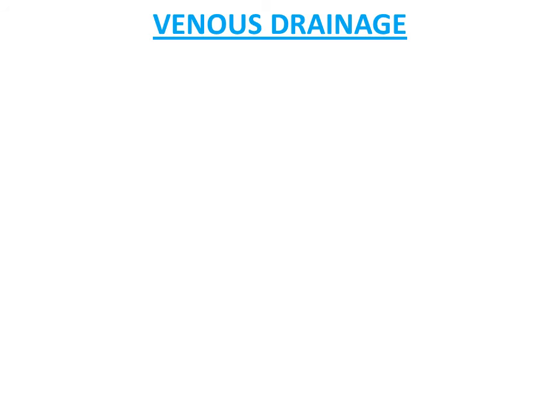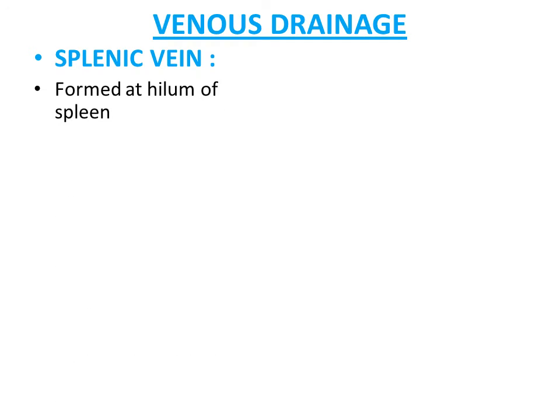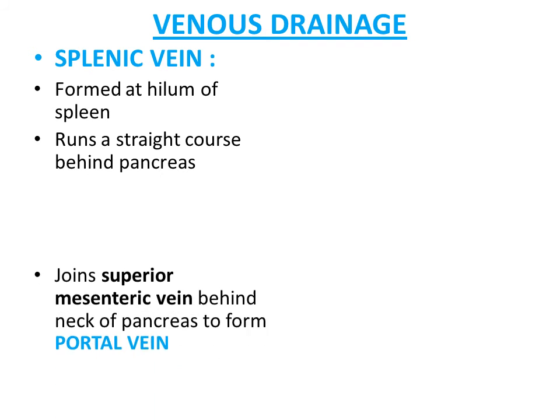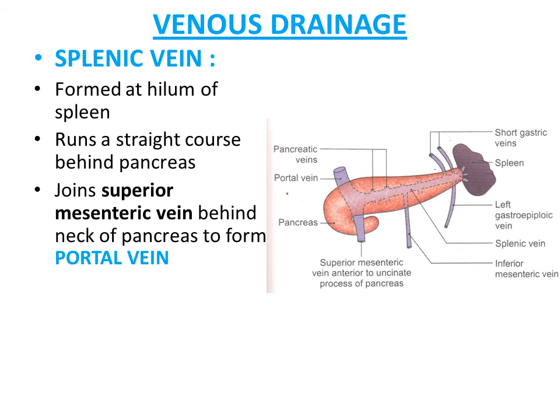Next, coming to the venous drainage. It is drained by the splenic vein. The splenic vein is formed at the hilum of the spleen, and it runs a straight course behind the pancreas. I'll show you in this diagram first. See over here, the splenic vein is formed at the hilum of the spleen. It runs a straight course behind the pancreas. That's why it is drawn here with interrupted lines, a straight course behind the pancreas.